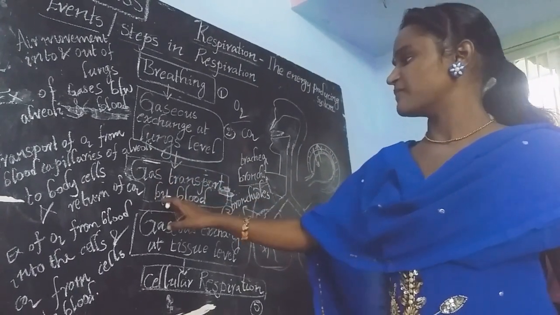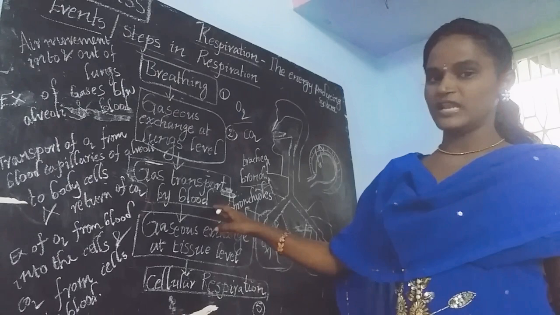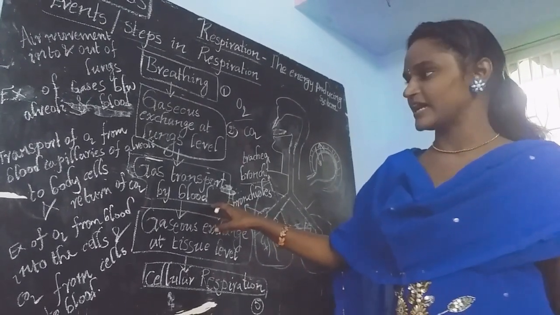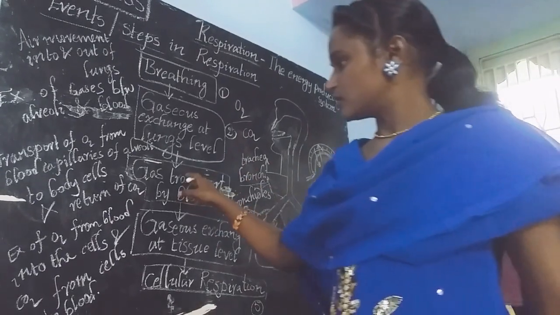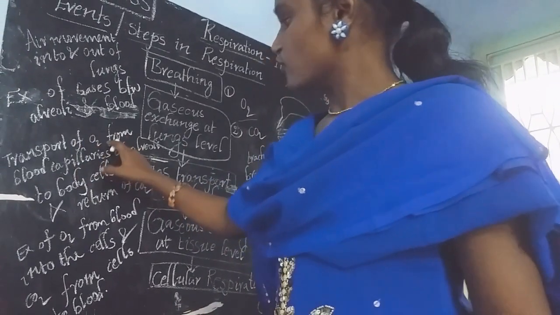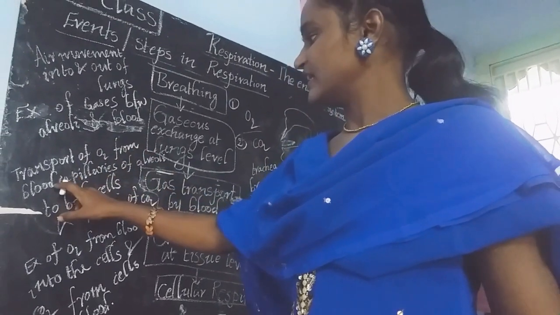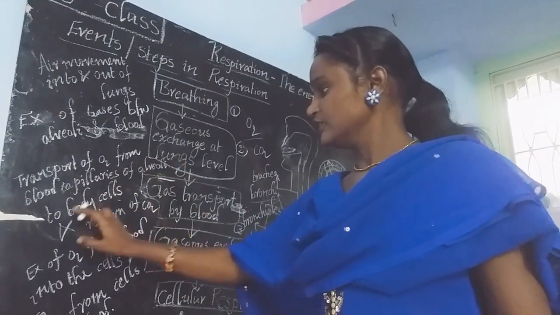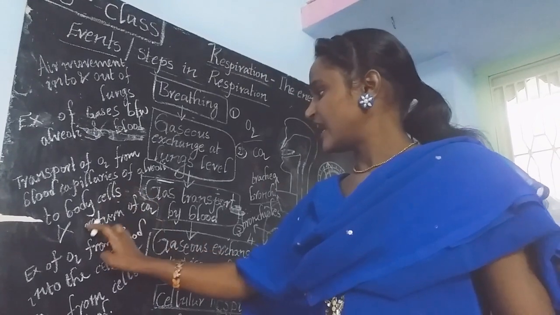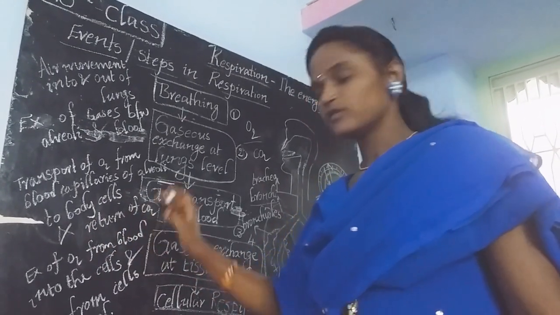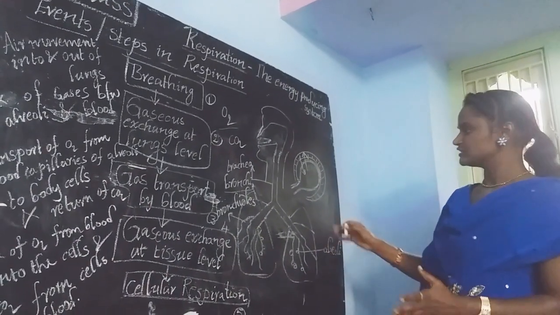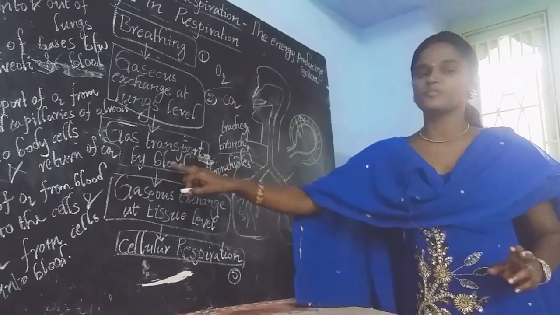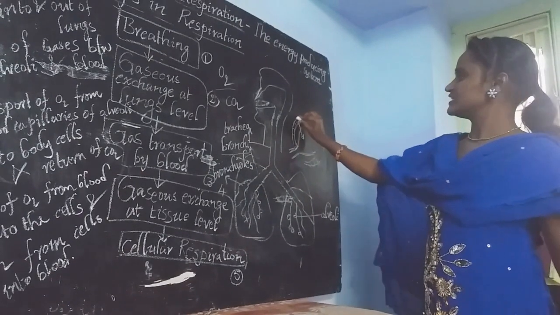Gas transport by blood. How is blood able to carry the gas? What gas is it carrying? See here, children. Transport of oxygen from the blood capillaries of the alveoli to the blood cells and return of carbon dioxide. Here in the third step, what is going on? Gas transport by blood. What does the blood carry?